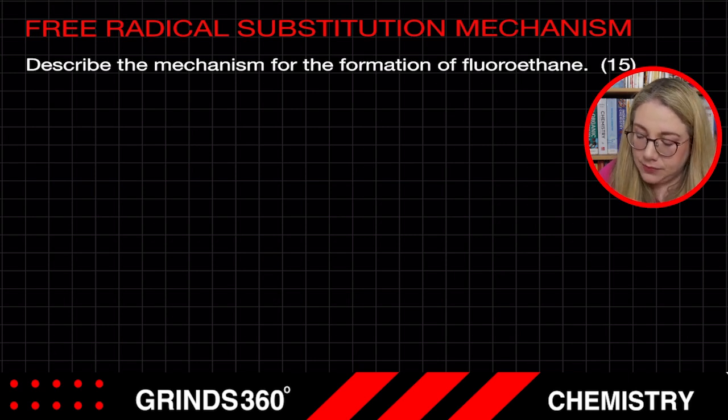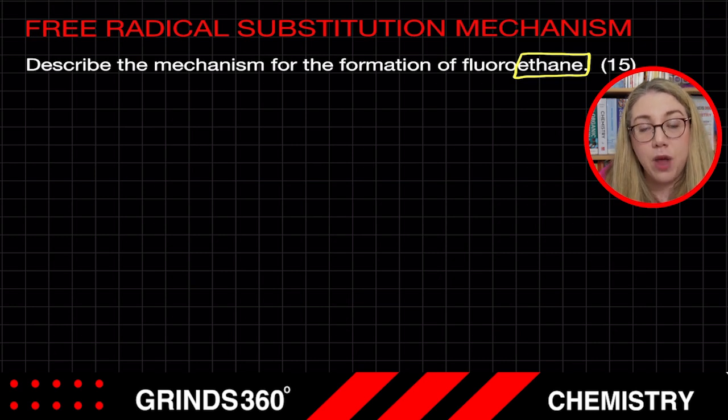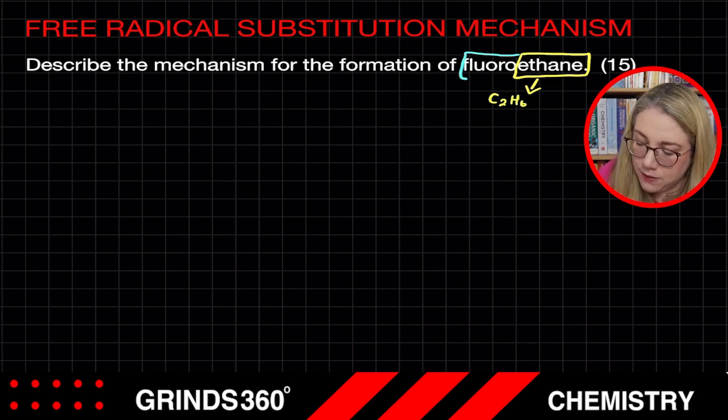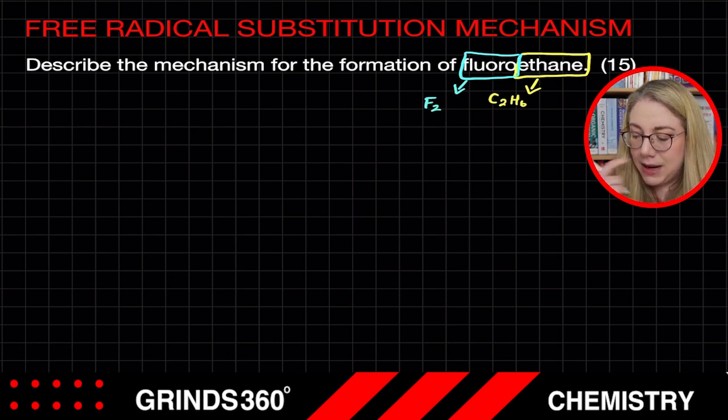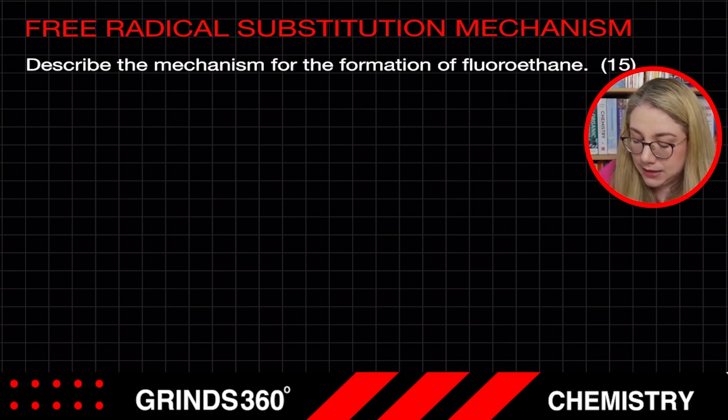So we're going to describe the mechanism for the formation of fluoroethane. Now here, we have to figure out what our reactants are. Well, we know that we're forming fluoroethane, so that is telling me what the hydrocarbon is. We need to have ethane, which is C2H6, as one of the reactants, but we're going to put fluorine onto ethane, which means my other reactant or my halogen has to be F2. So for my initiation step, we're going to start with F2 and split it into two fluorine free radicals.